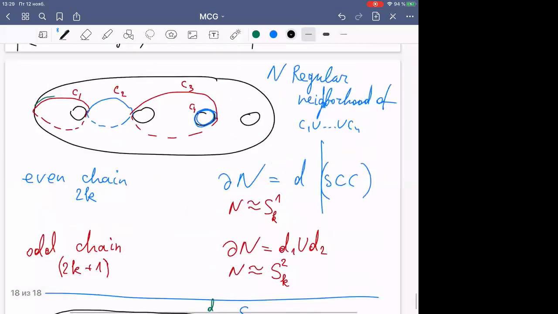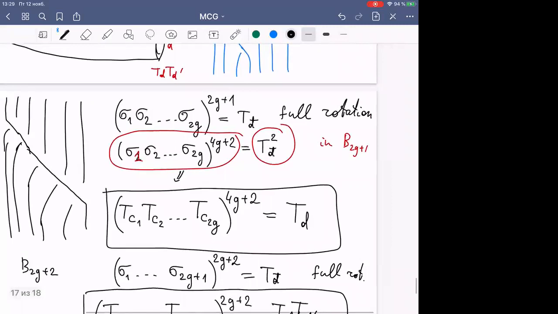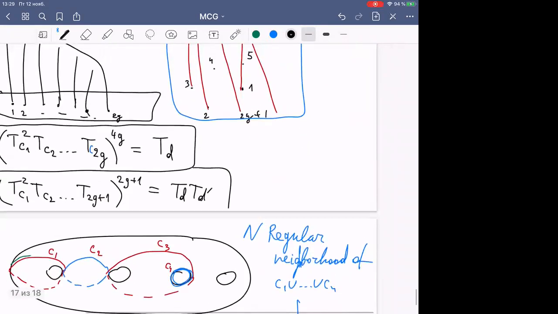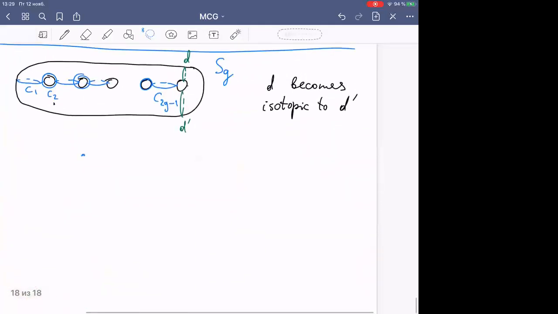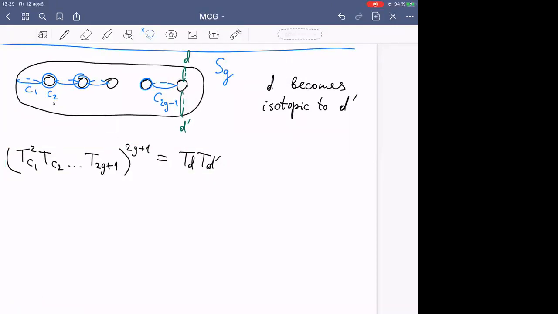Okay, and I would like to write down this relation. Well, I copy it. But in this relation, I need to do the following. I need to replace everywhere G by G minus 1. So now my surface with two boundary components has genus G minus 1, so I need to put G minus 1 here. Okay? So this is the relation we have proved, but now D and D prime are isotopic to each other.